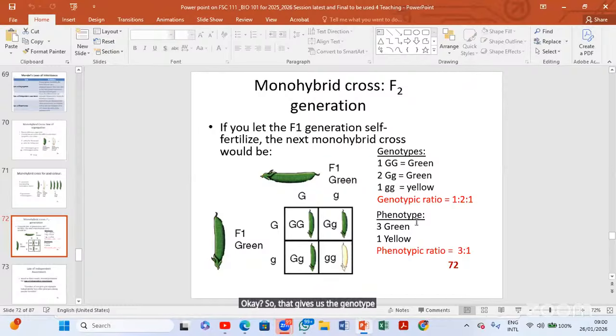But the phenotype and the genotype, the ratio is 1 capital GG to 2 capital G, small g to 1 small gg, which is a ratio of 1 to 2 to 1.